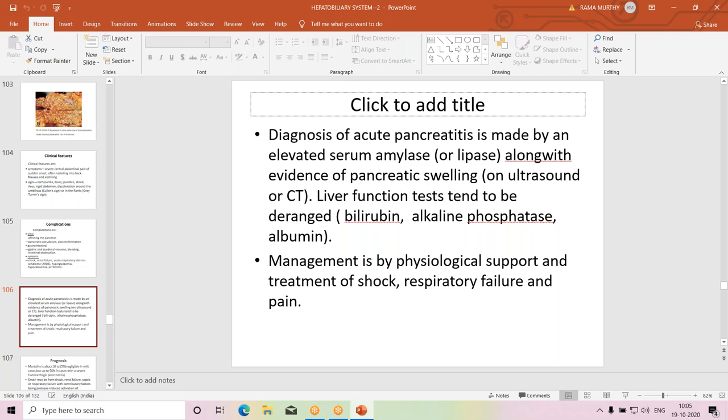Along with it, there is evidence of pancreatic swelling on ultrasonography and CT, and liver function tests tend to be deranged. There may be elevation of bilirubin, reflected in the form of jaundice. There is also elevation of alkaline phosphatase, albumin, and other things. So these are investigations which are helpful in acute pancreatitis.